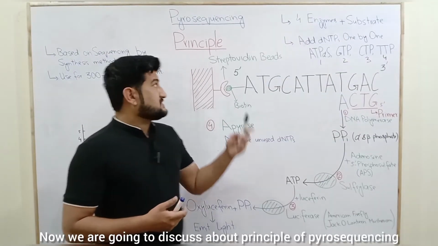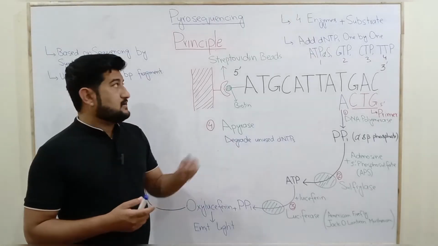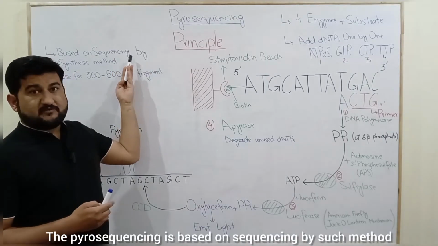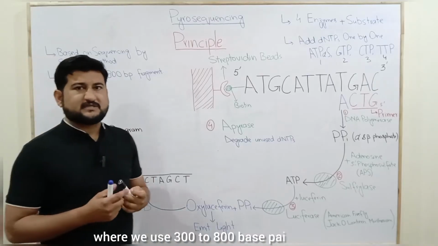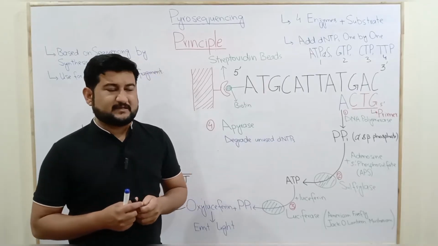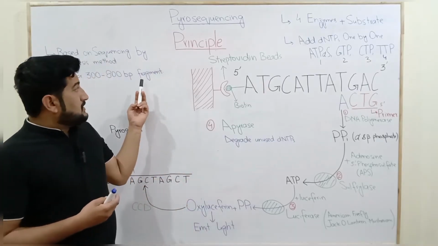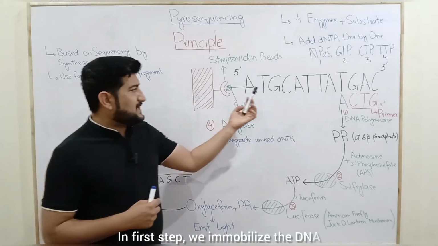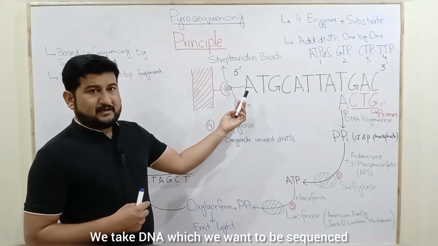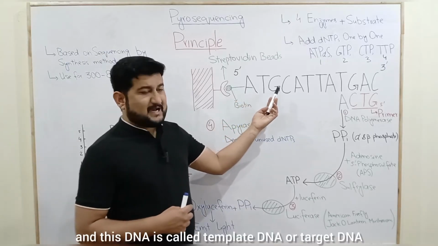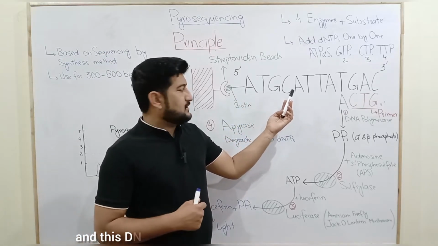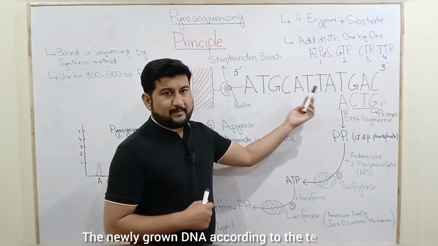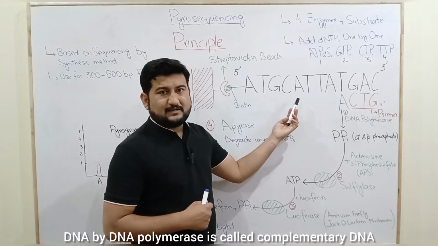Now we are going to discuss the principle of pyrosequencing. Pyrosequencing is based on the sequencing by synthesis method, where we use a DNA fragment of 300 to 800 base pairs. There are the following steps of pyrosequencing. In the first step, we immobilize the DNA. We take the DNA which we want to sequence, and this DNA is called template DNA or target DNA. The newly grown DNA made according to the template DNA by DNA polymerase is called complementary DNA.